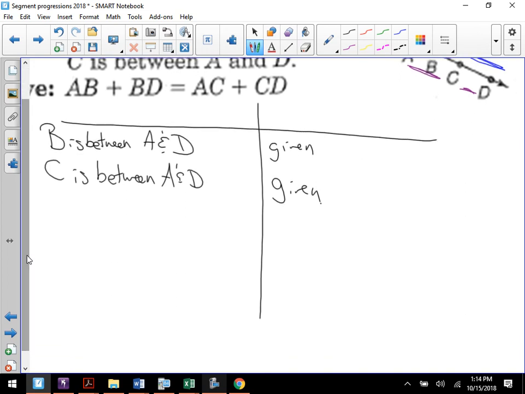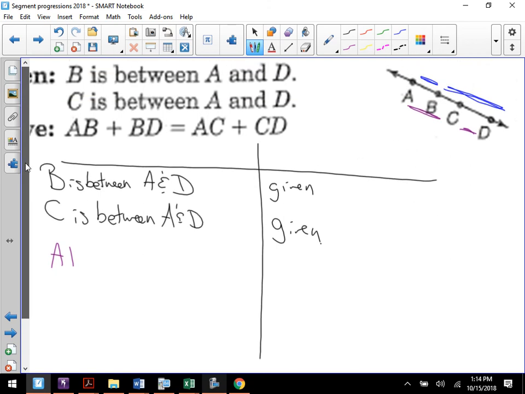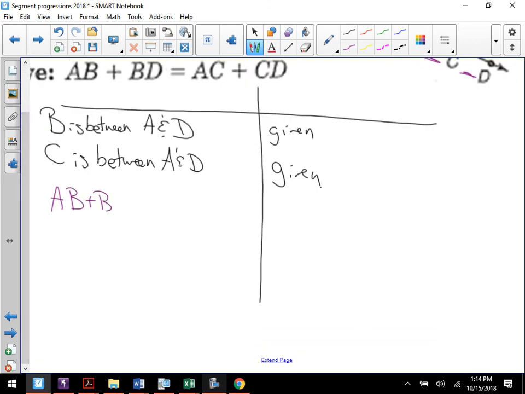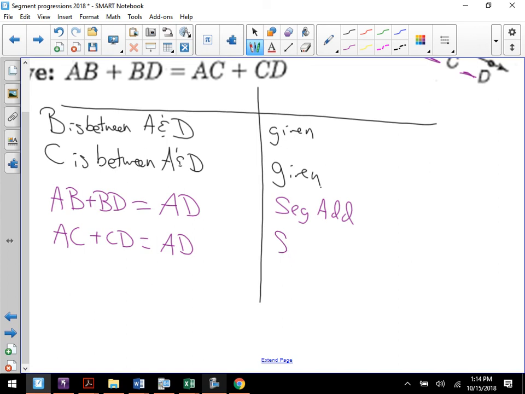I know that AB plus BD is AD because I'm adding segments. And I know that AC and CD, I know that has to happen because they're all in the same line. Segment addition says if I add two smaller segments together, it equals a larger one. And now I just use what? Substitution. And I'm done.